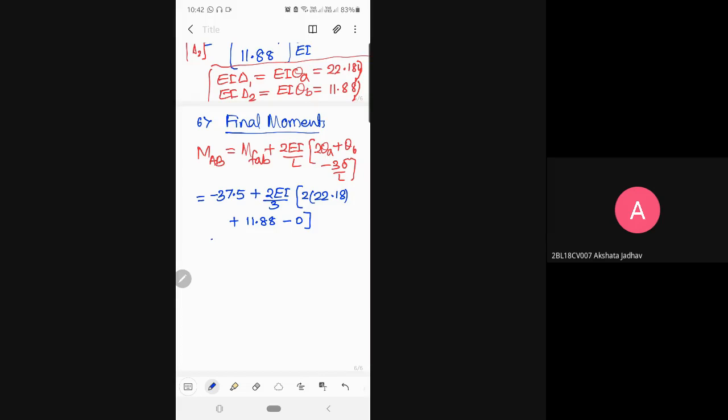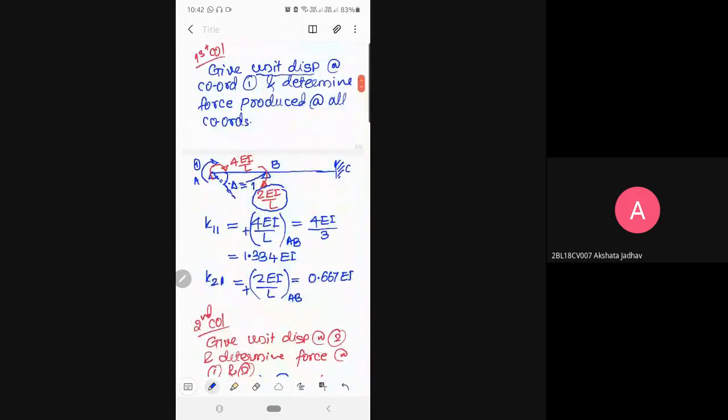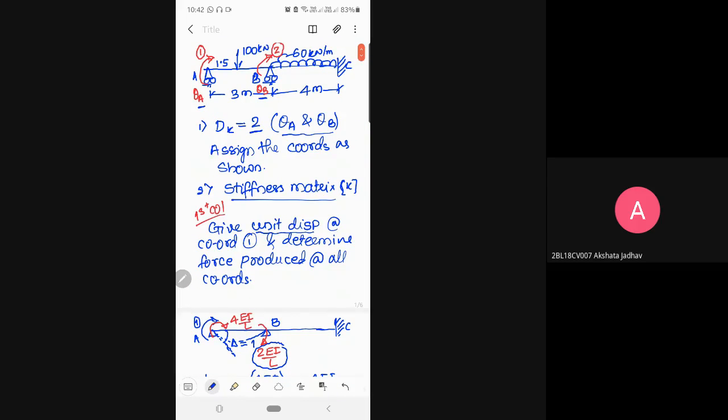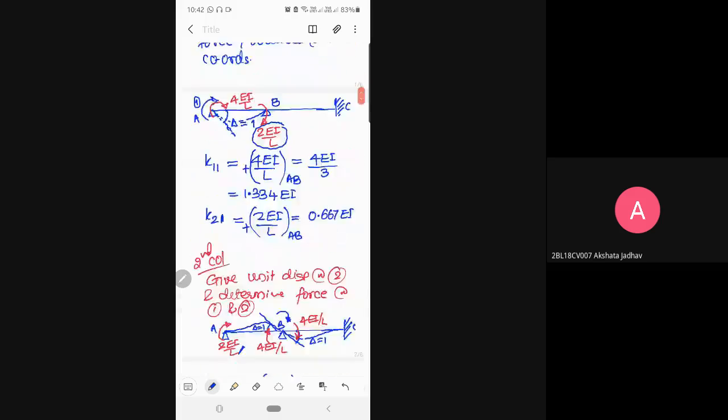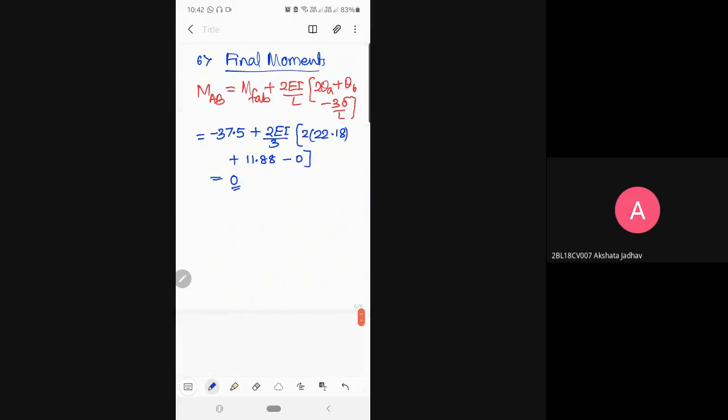If you substitute and calculate this, you'll get 0. You may get 0.003 or 0.004 because of the decimal points, but it is 0. Why do you get 0? Our end A is simply supported, which means the moment at A will be 0. So this is the check that you can do. If you get some value like 3.5 point something, that means it is wrong. You can just verify. The next equation is similarly you can calculate other values.